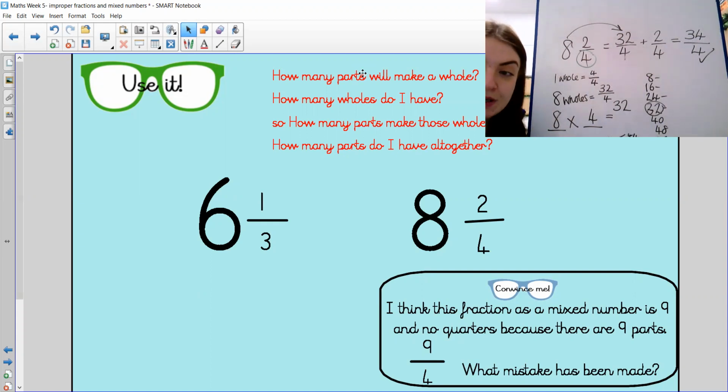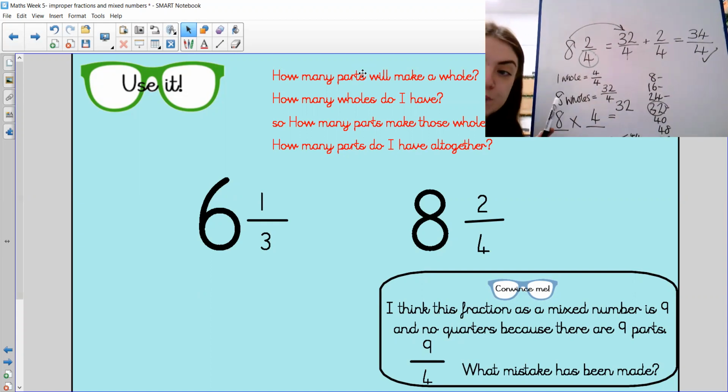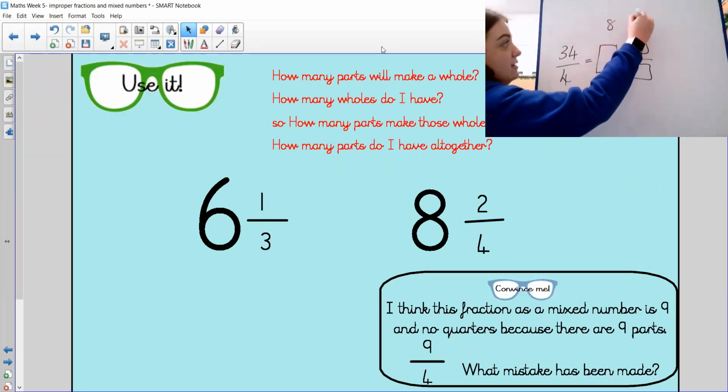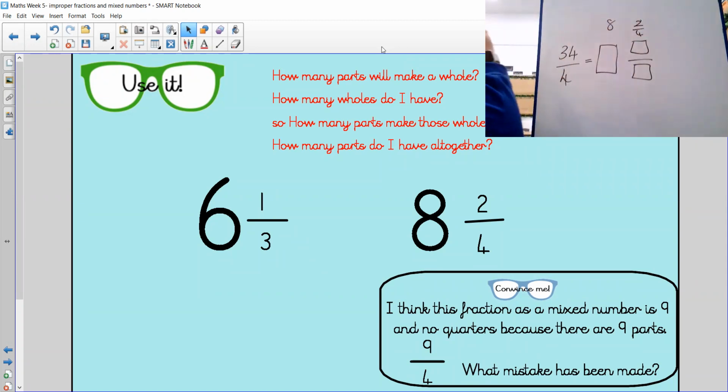So now I just said the best way to check is to turn your improper fraction back into a mixed number to check that you're correct. So let's check this one, shall we? I'm going to take 34 quarters and we're going to rewind our learning from last week to check if it does get me 8 and 2/4 as a mixed number. So 34 quarters, if I'm right, it should be 8 and 2/4. Okay, so let's check it.